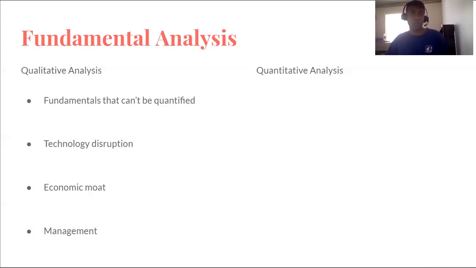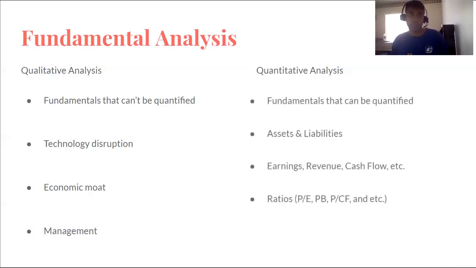Then we'll go to quantitative analysis, which is numbers that can be quantified. When I was talking about the financial statements: assets, liabilities, earnings, revenues, cash flows, and the ratios that you can get from the financial statements, those are all numbers that are quantified. You can make a pattern historically and try to compare it with the stock price. That's pretty much what quantitative means.